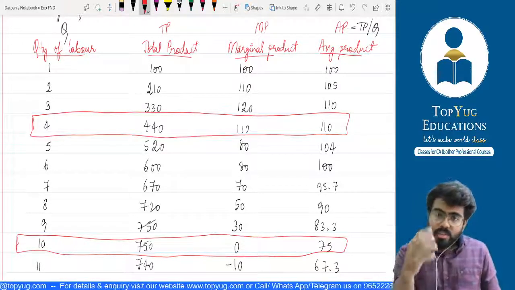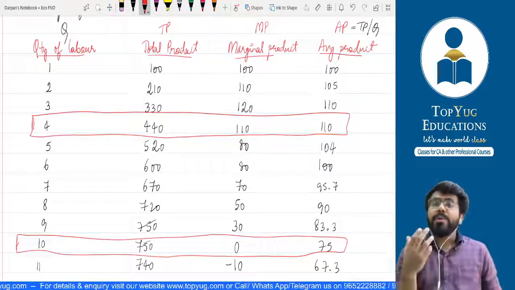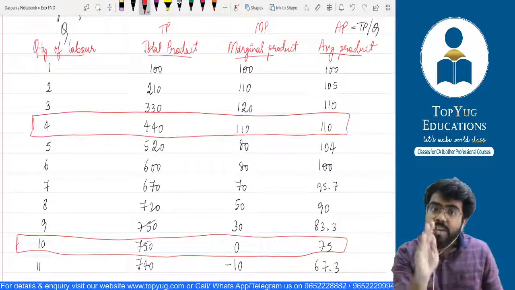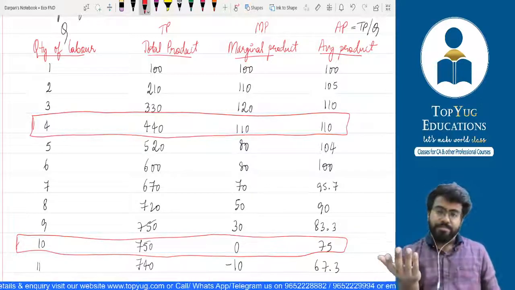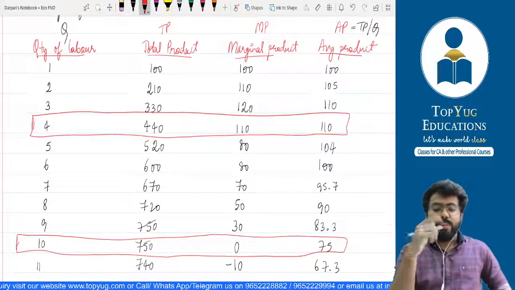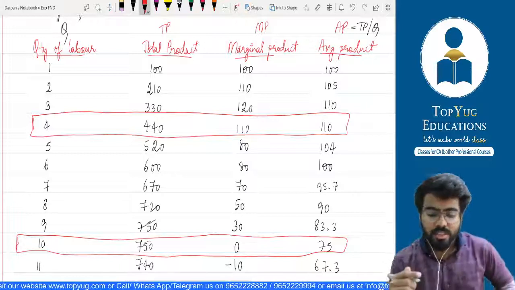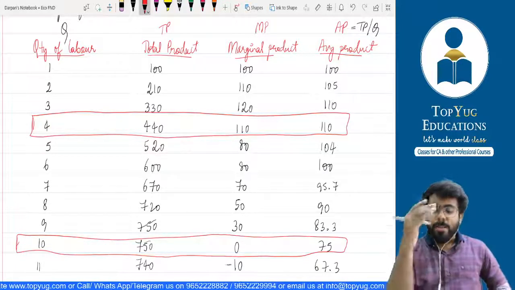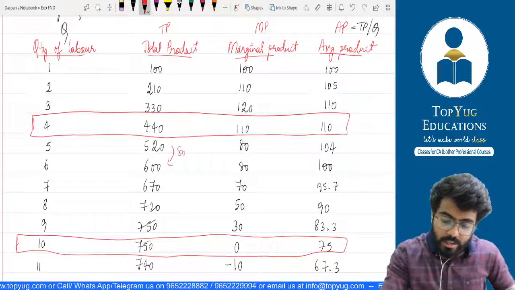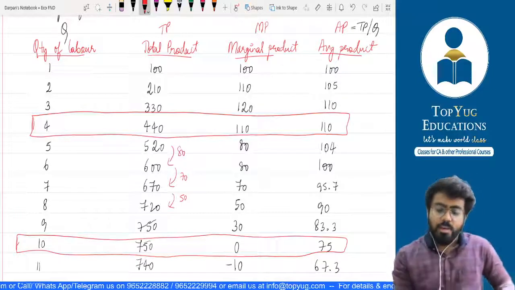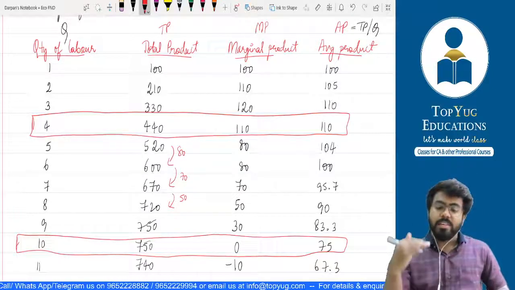But when marginal product started to decrease, what will happen to total product? Total product will still increase, but at a decreasing rate. Correct? It is increasing from 520 to 600, from 600 to 670, but it is increasing at a decreasing rate. Correct? First the increase was how much? 80, then the increase was how much? 70, then how much did it increase? 50. It is increasing but at a decreasing rate.